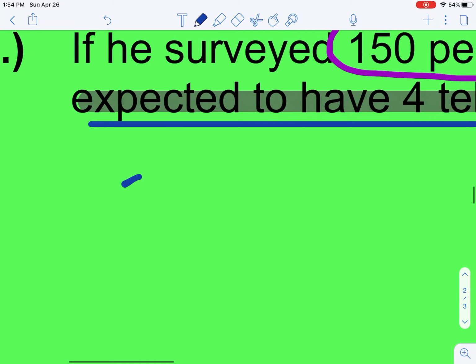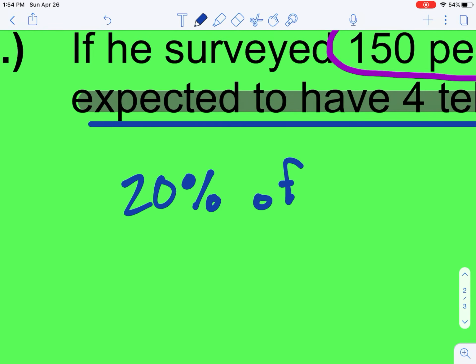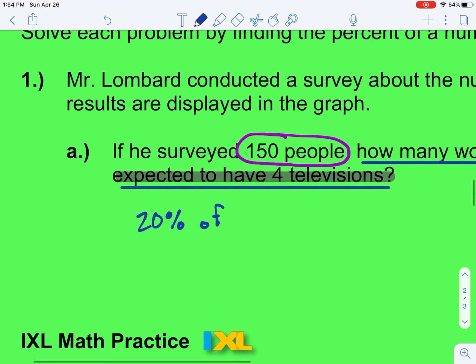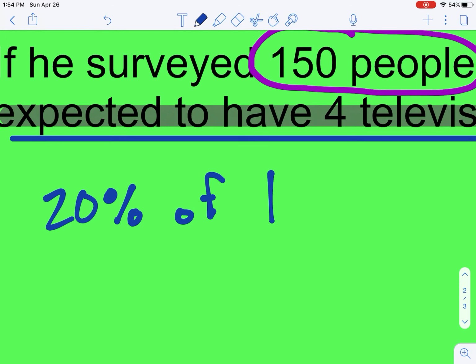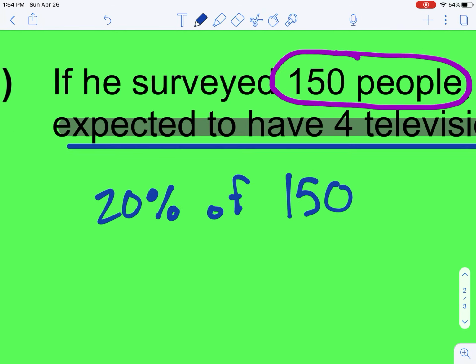So I want to know 20% of, now we need to figure out how many total students Mr. Lombard asked. And according to our problem, he surveyed 150. So I want to know what is 20% of 150.